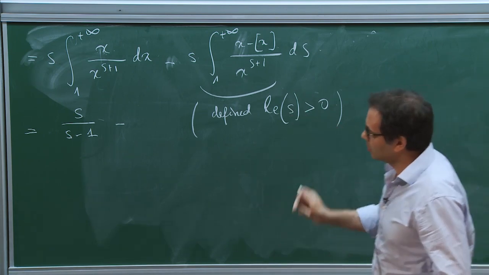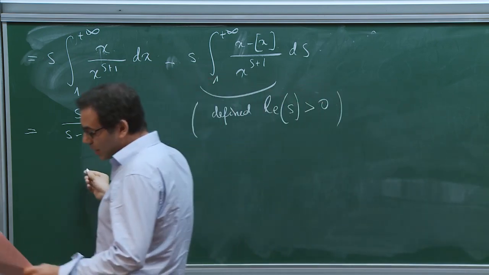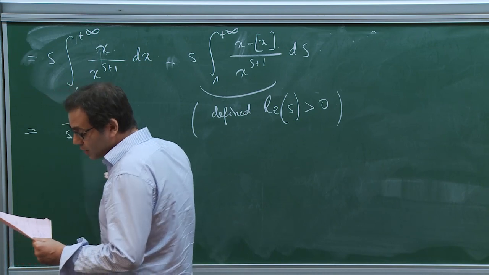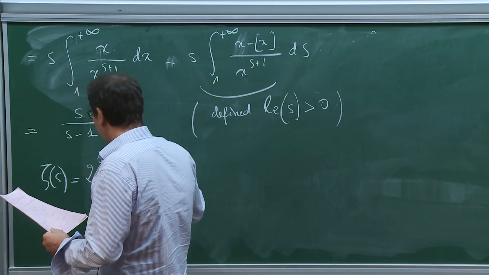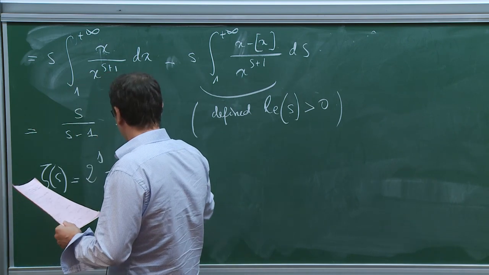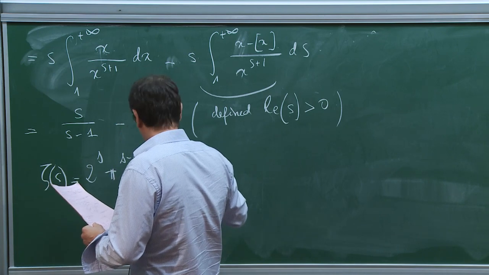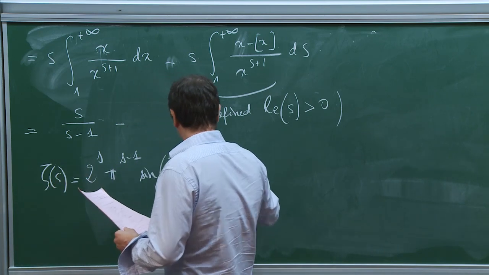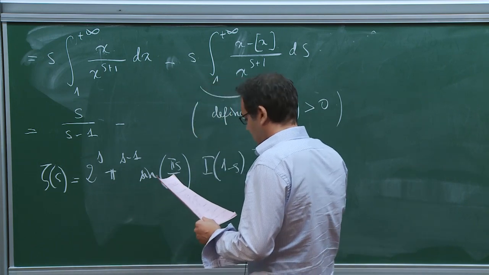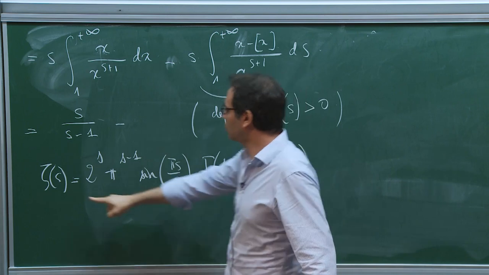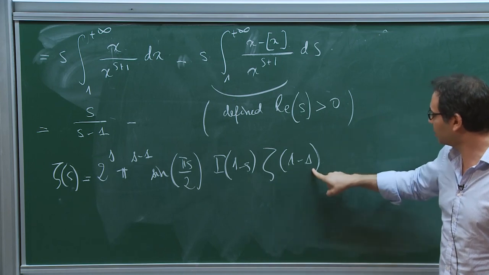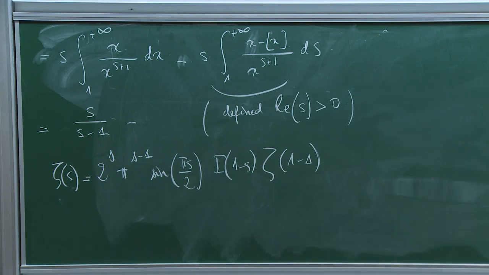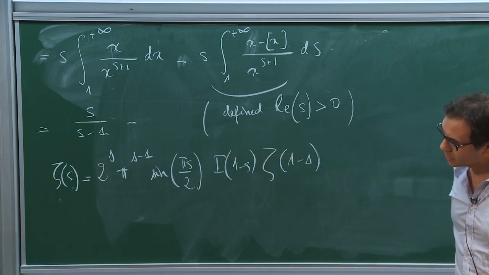So Riemann, with this and the extra functional relation he's also proving in this 8-page paper, which connects the value of zeta at s with the value of zeta at 1 minus s, is able to define zeta completely on the whole set C minus 1.